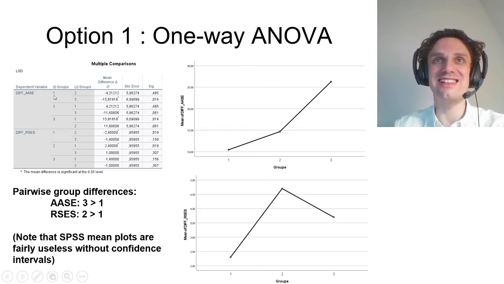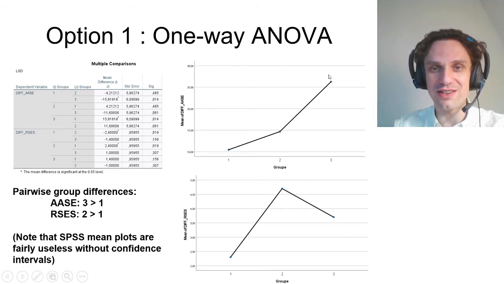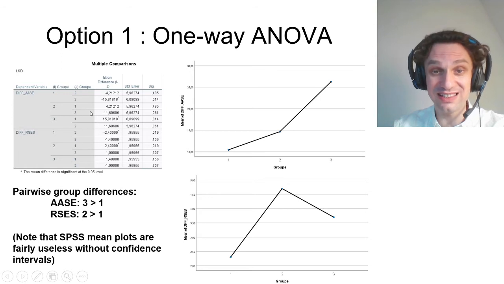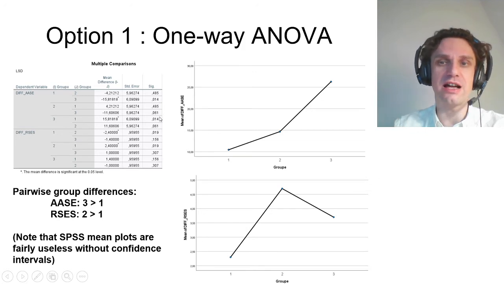And you can see that the difference between group 1 and group 3 is statistically significant. And of course, they are on the opposite ends of this graph. And the difference between group 2 and group 1 and 3 is not significant. So group 2 is somewhere in the middle. Although it's closer to group 1 than group 3. And here, this difference is 0.06, kind of.